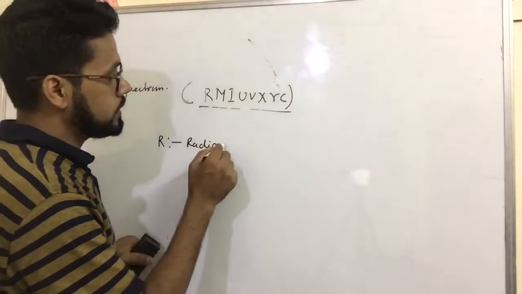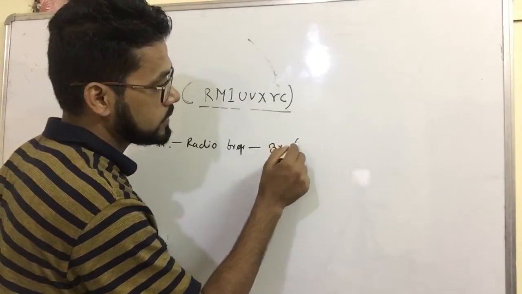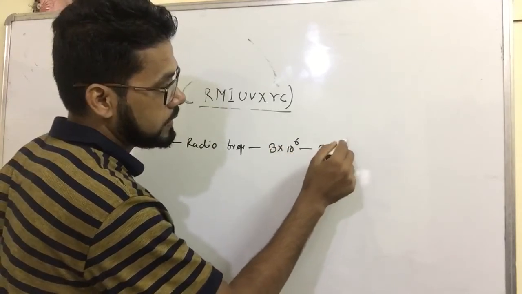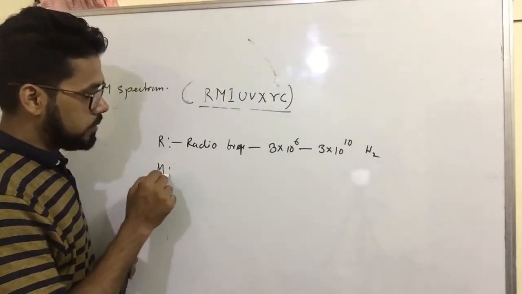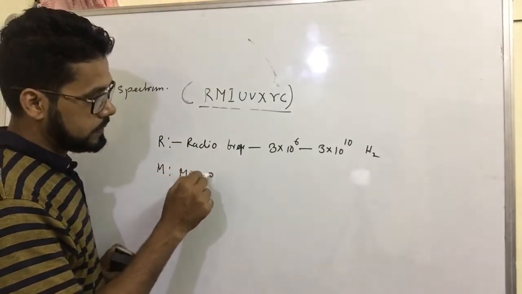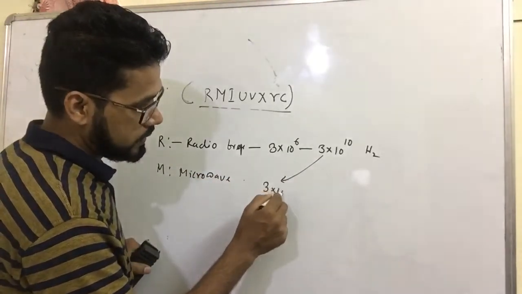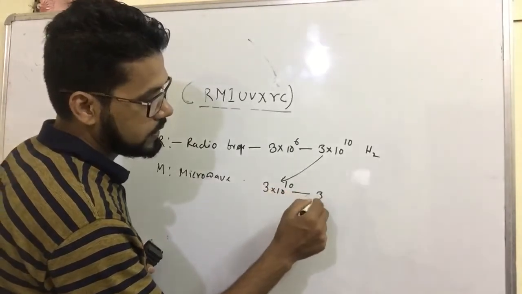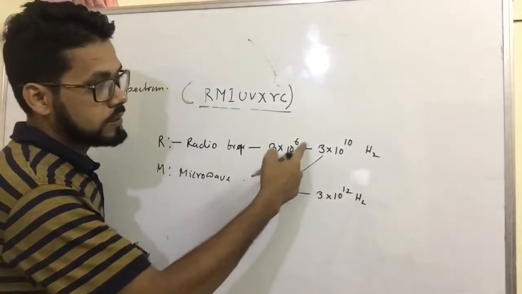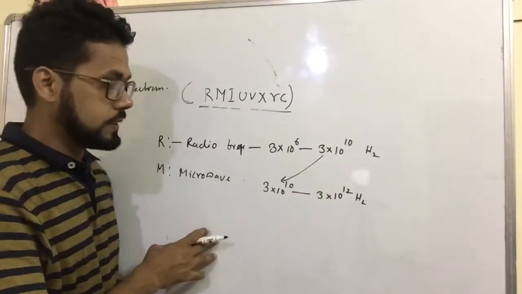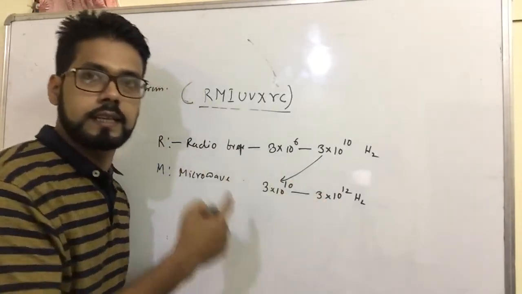R stands for the radio frequency region, which is very easy to remember: 10 to the power 6 to 10 to the power 10 hertz. Then M stands for microwave, which is also easy: it goes from 10 to the power 10 to 10 to the power 12 hertz. Only the 10 is common. The first one is 6 to 10, which is a difference of 4, and then 10 to 12, then 12 to 14, then 14 to 16, then 16 to 18.